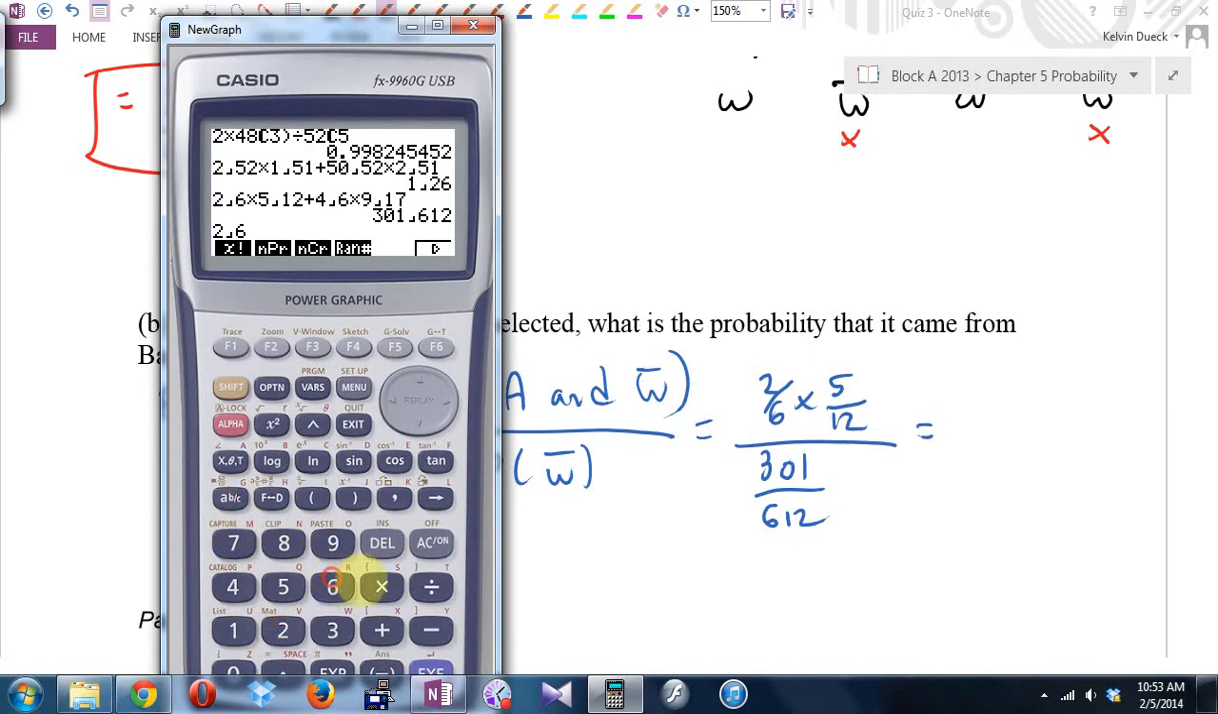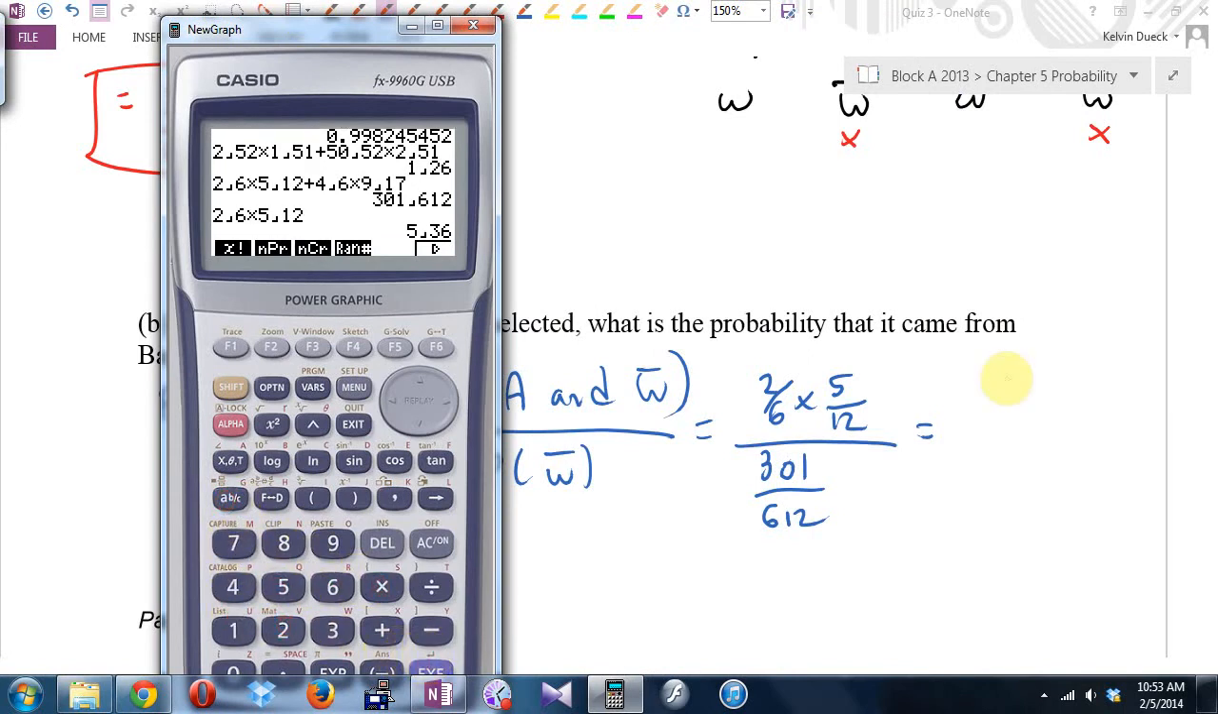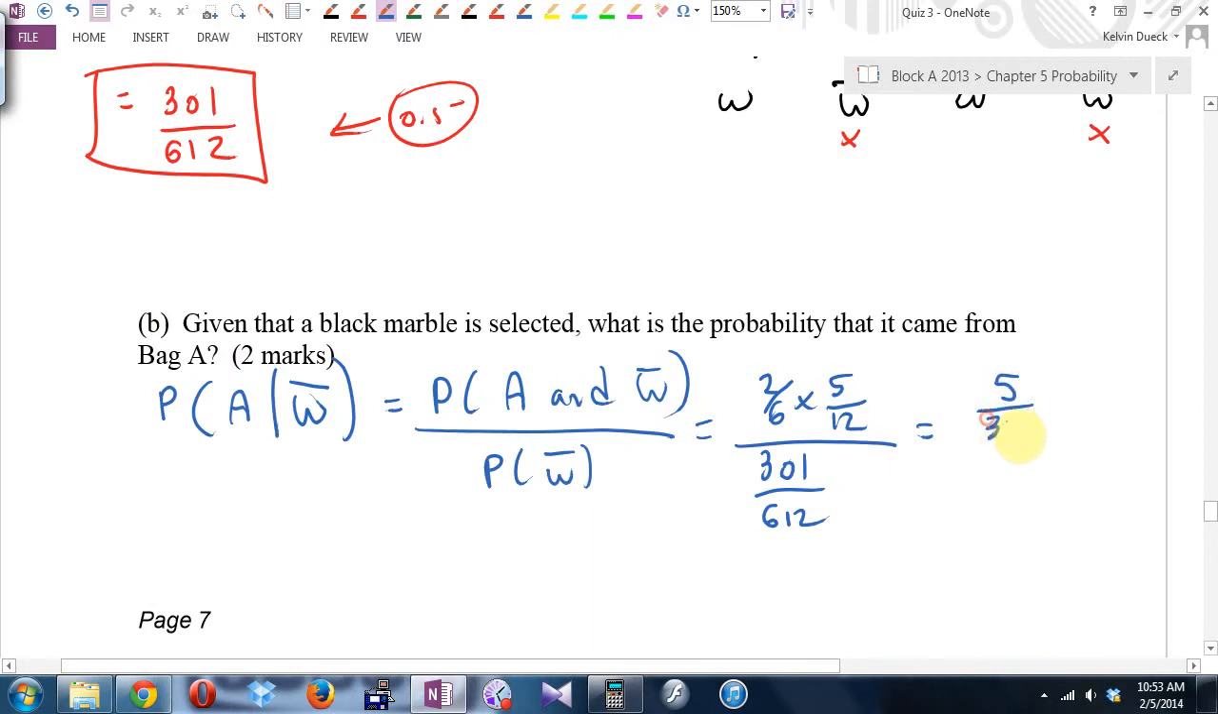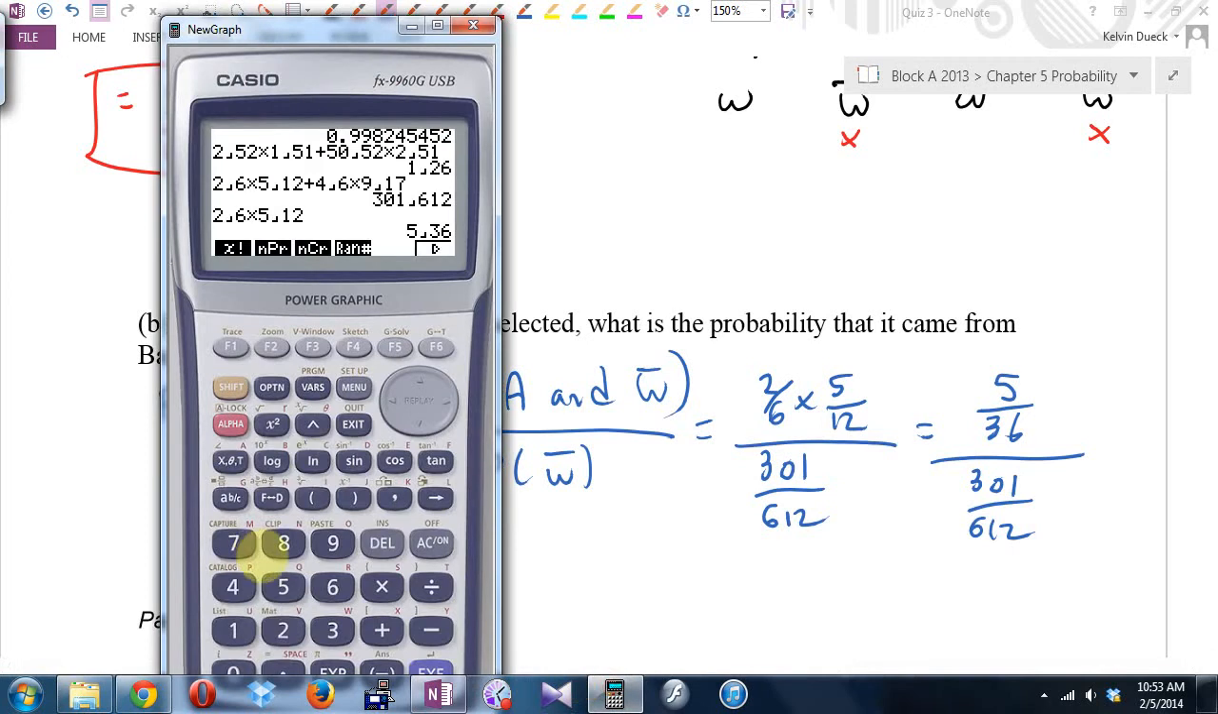Two out of 6 and 5 out of 12. I'll just do the top first. This is going to be 5 out of 36 as a fraction divided by 301 out of 612. How do I divide by a fraction? It's flip it and multiply, but we're being very pragmatic. I got a fraction button.